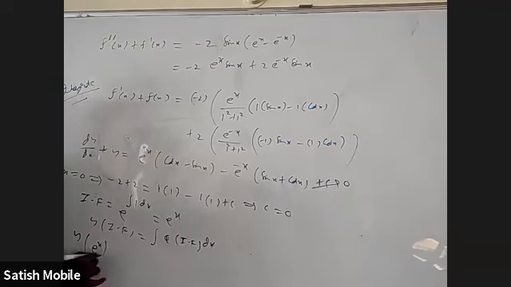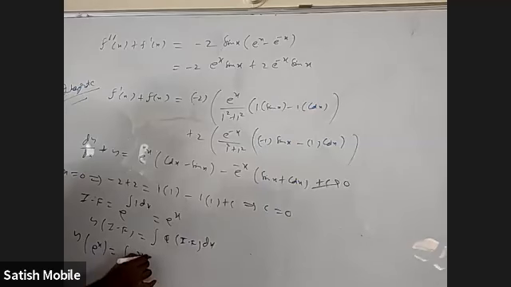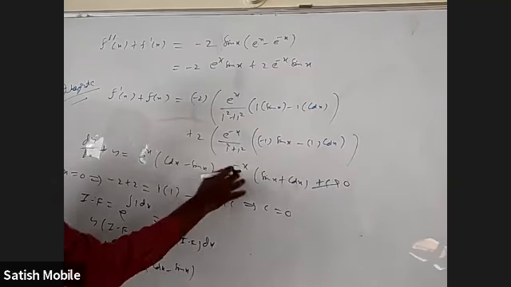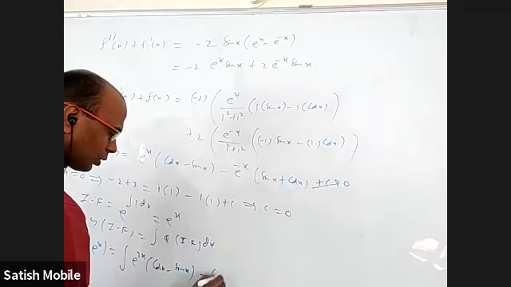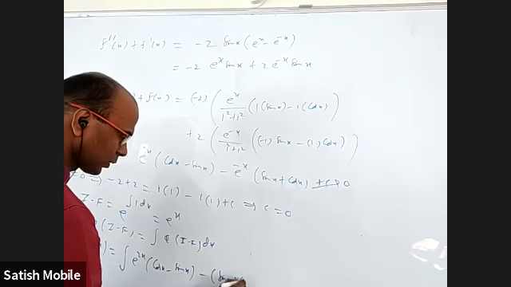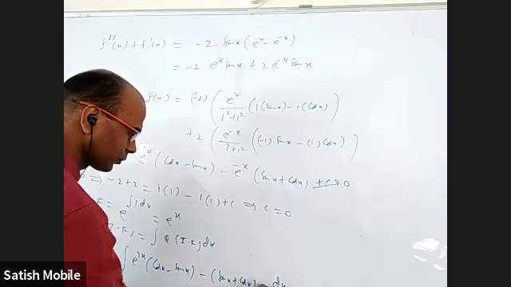And in the integral, I have to multiply this with e power x. So that will become e power 2x into cos x minus sin x. Here when I multiply, the e power x will be gone. I will get sin x plus cos x dx.